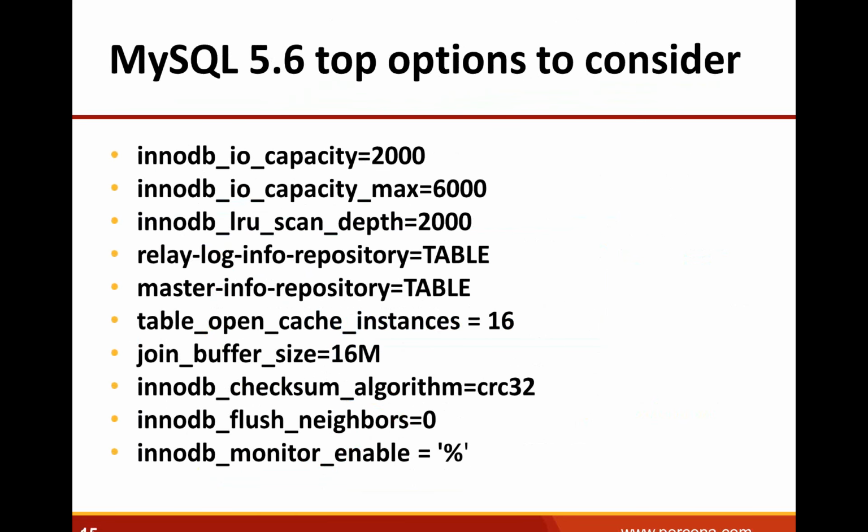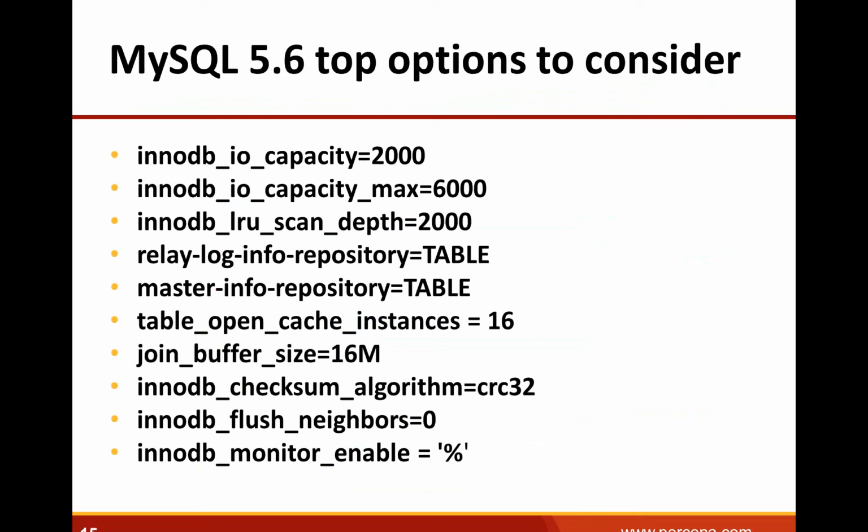Top options which I would suggest to consider when moving to MySQL 5.6: I/O capacity and I/O capacity max. The default for I/O capacity is 200, which is probably way too low for a lot of modern storage. You want to increase that. Then there is InnoDB LRU scan depth, which is a new variable which defines how the cleaning of pages in the LRU is going to work. It can have a serious impact for write-intensive workloads, and sometimes you want to change that.